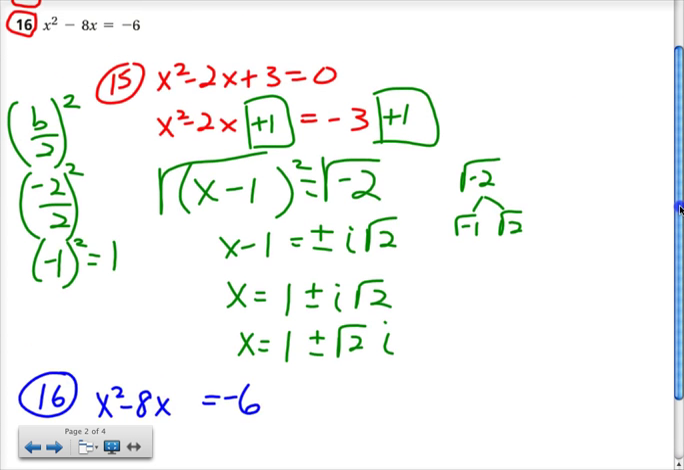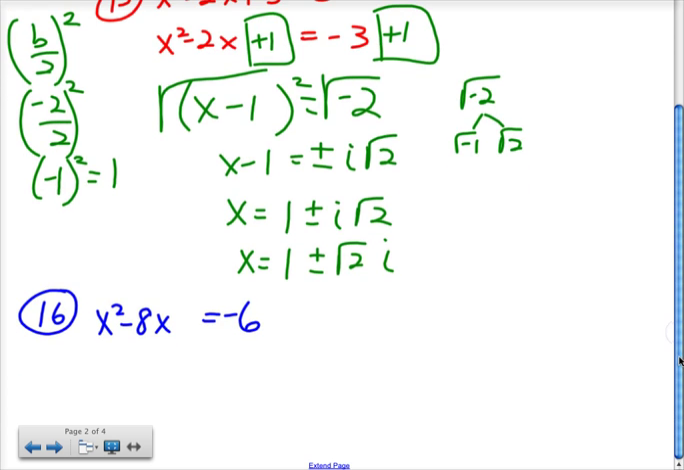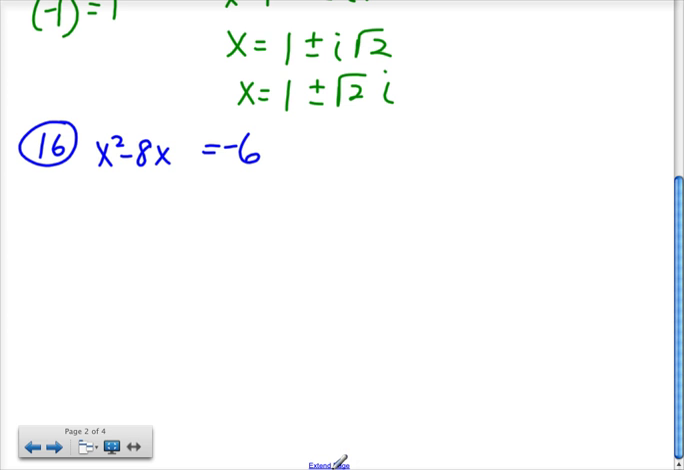Make sure I wrote that down right since I had to scroll up. All right, I'm going to do the same thing. I'll just take this as an opportunity to practice completing the square.